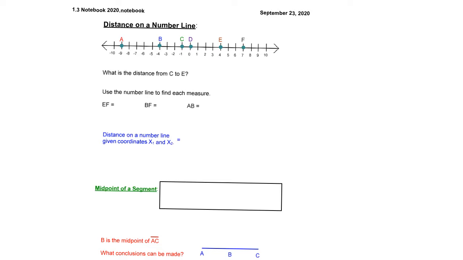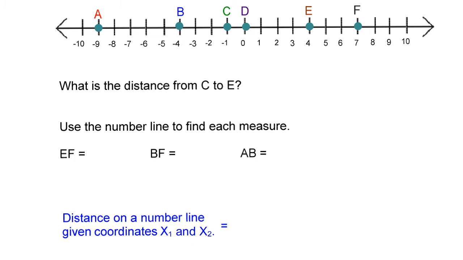So let's start with distance between points C and E. So C and E, if you think about this, you can just count 1, 2, 3, 4, 5. So the distance between point C and E is equal to 5 units. But again, how do you do this if you have longer distances?